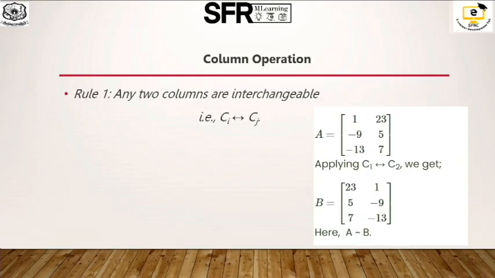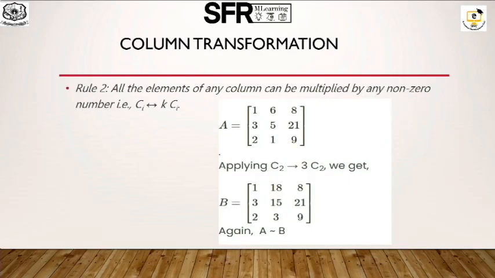First rule 1, any 2 columns are interchangeable. Here we are applying the first rule to any 2 columns. That is, here we are having 1, 23, then 9, 5 and 13, 7. Here we can interchange any 2 columns. Here we change the first column into the second and the second column into the first. In the same way, we can apply rule 2. Here also we can multiply any non-zero number to any column, and we can change the column by multiplying by the non-zero number.